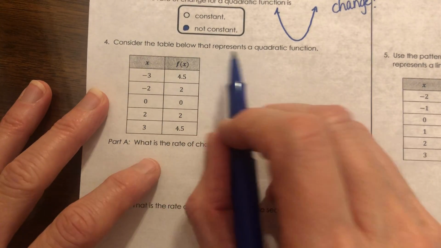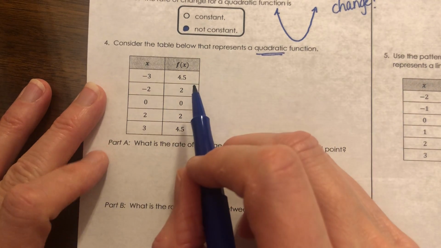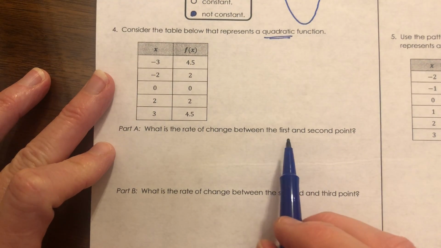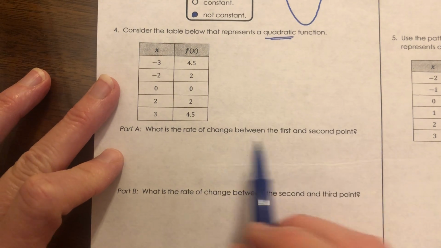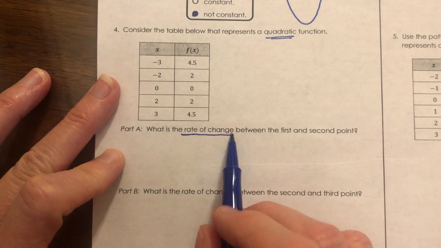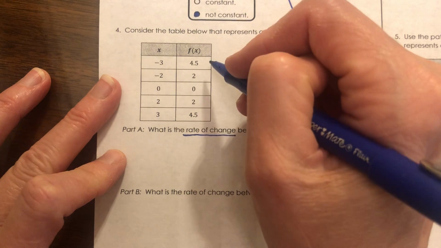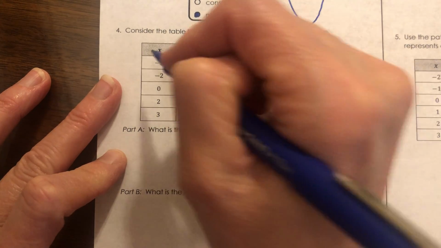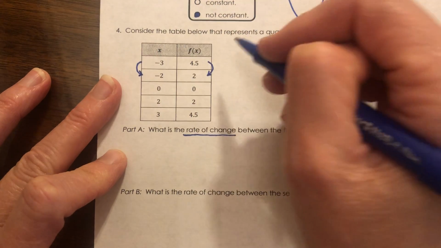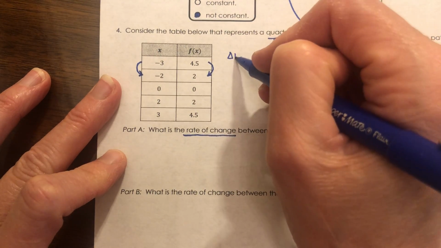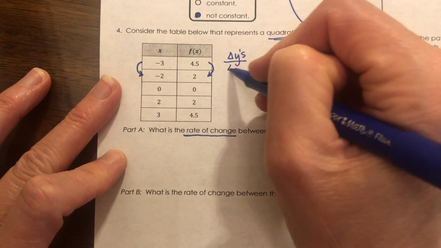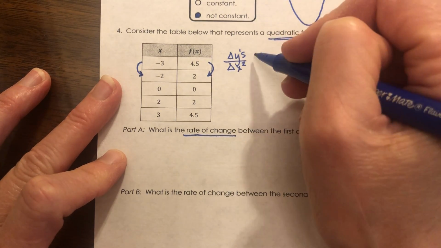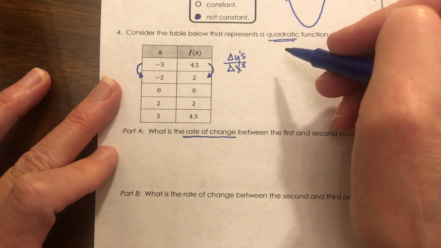This is a table that represents a quadratic function, so we're not going to see a constant rate of change here. What is the rate of change between the first and second point? All right, rate of change is the change in the outputs over the change in the inputs. The change in the y's over the change in the x's, or rise over run. Rise is the y's, run is your x's.